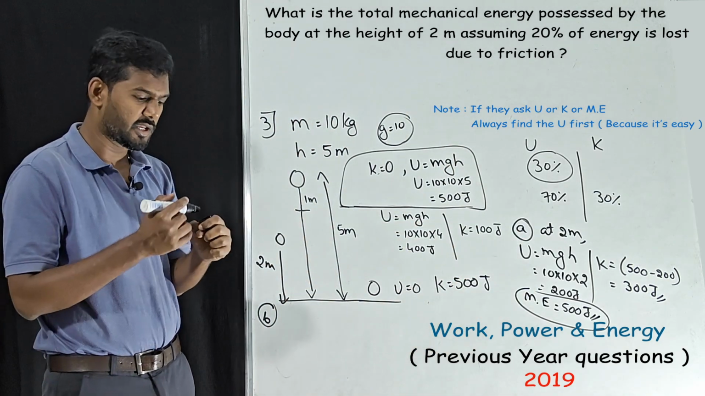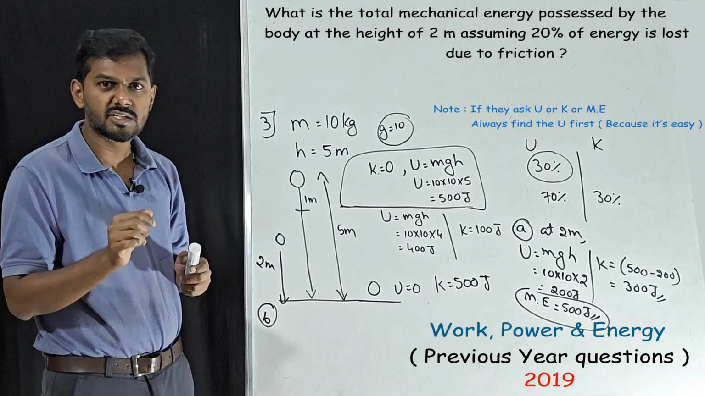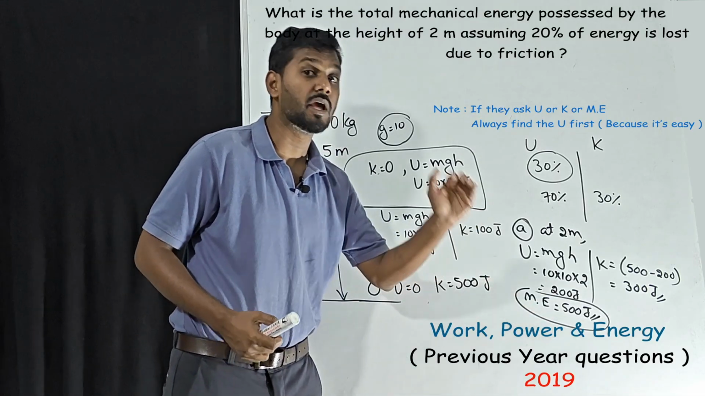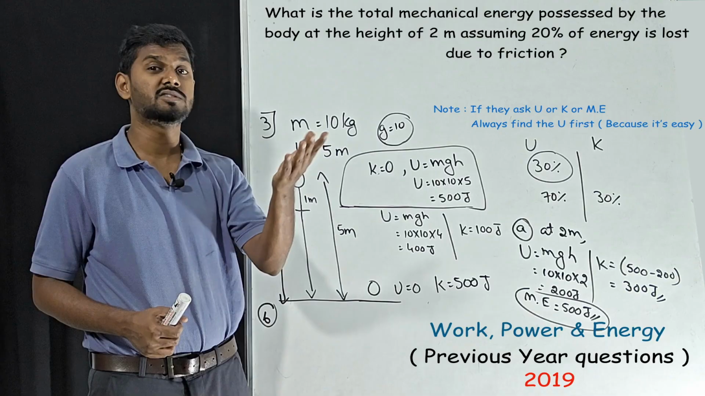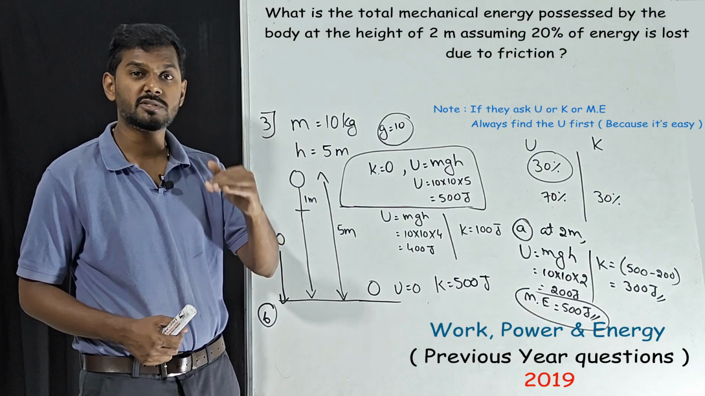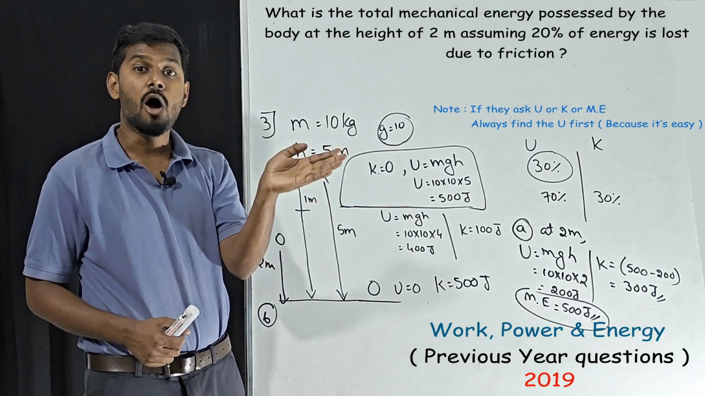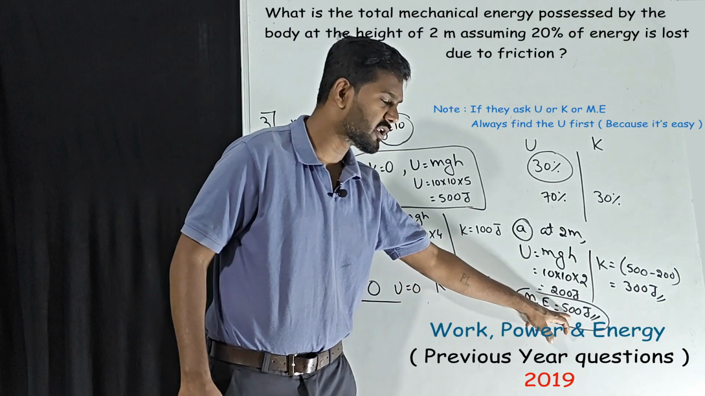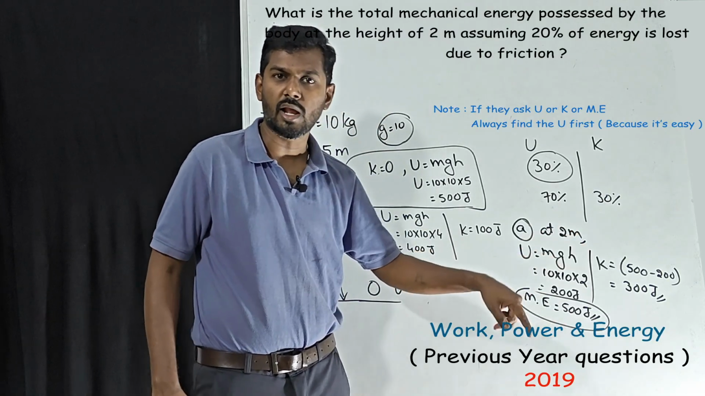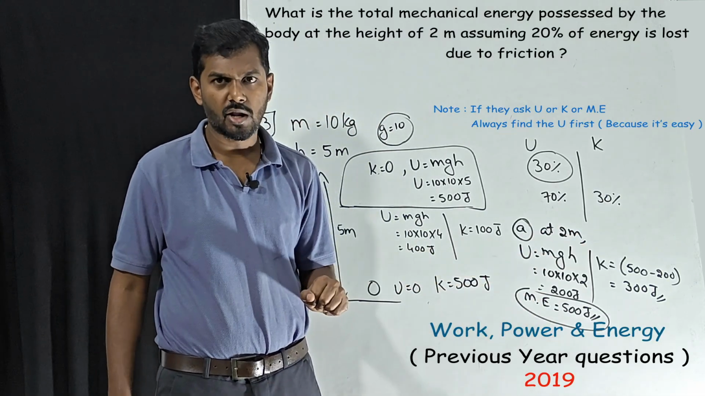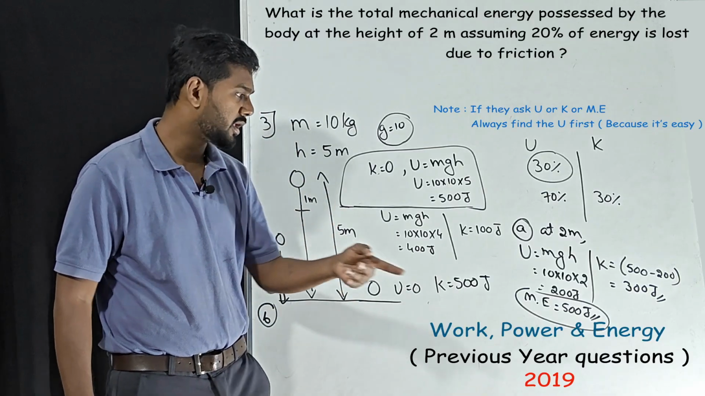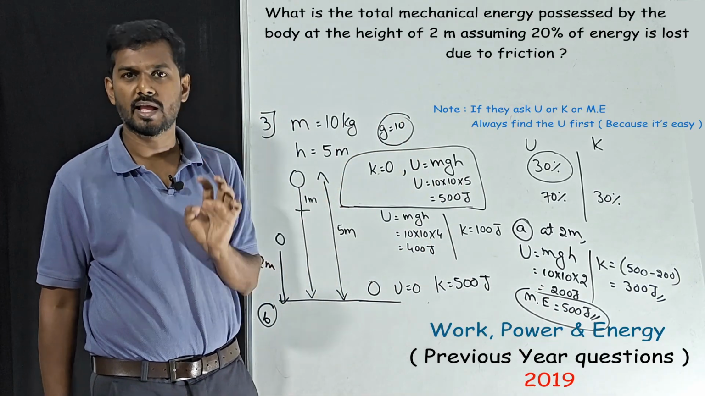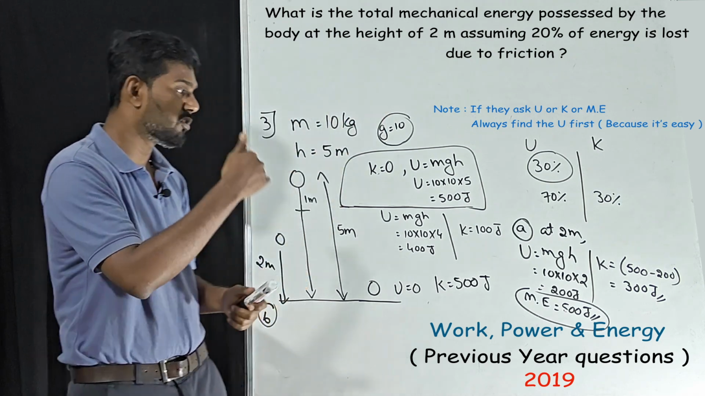The same question, if they mention 20% of energy is lost because of friction, then we have to remove the 20%. See, 20% is lost, that you should not calculate. How much is remaining? 80%. We can do one thing. 20% of this one is 100 joules. Remove that 100 joules, the answer will be 400 joules. Or else you can do one more thing. 80% of 500 joules is 400. That will be your final answer. You can do it in any way. That is how you need to answer.